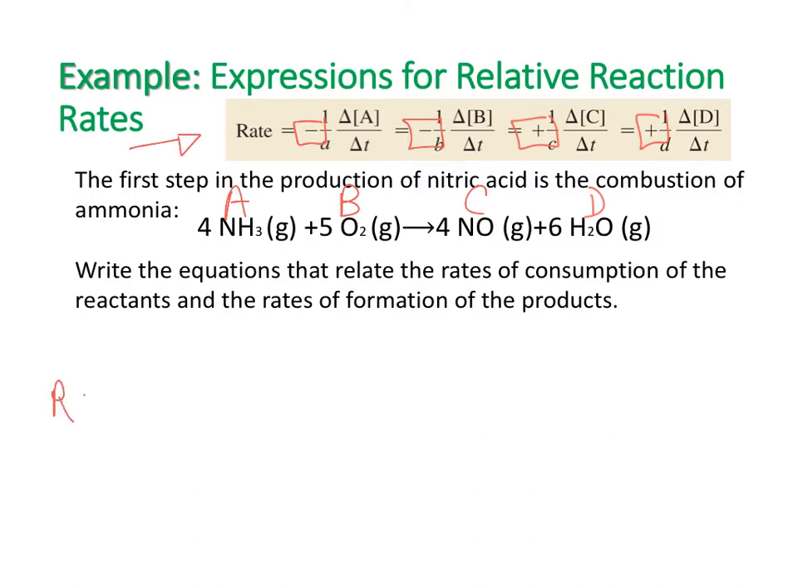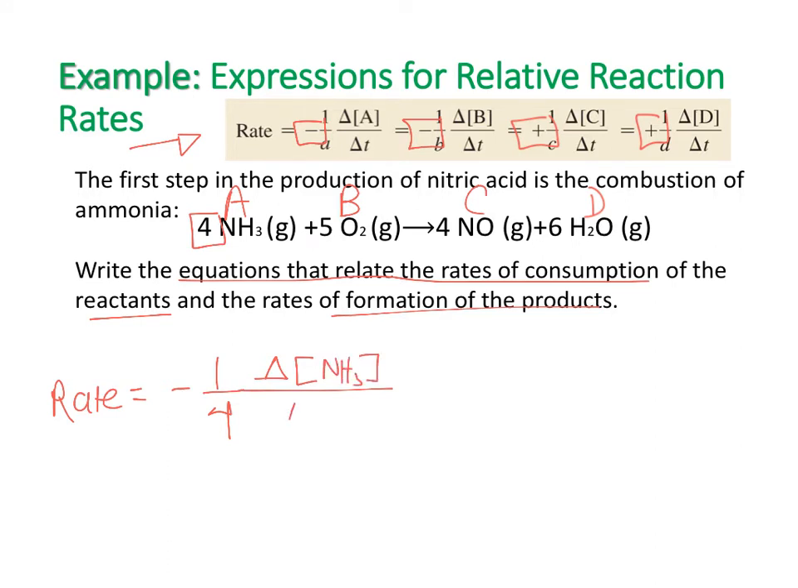So the overall rate relating this entire equation, rates of consumption and rates of formation, would be, first, we have our 4 of NH3, and then delta NH3 divided by our time equals, and then again our negative, and then we're looking at B now, so it would be 5.